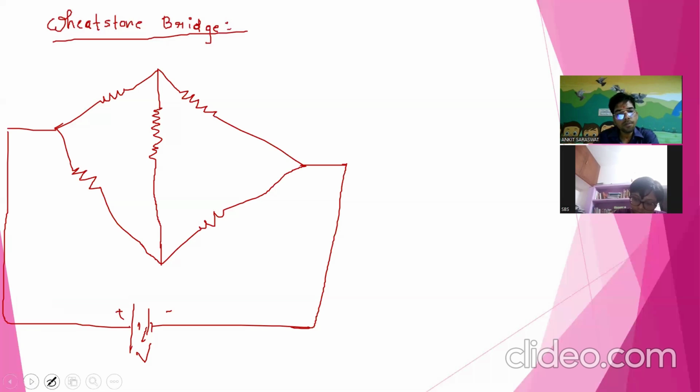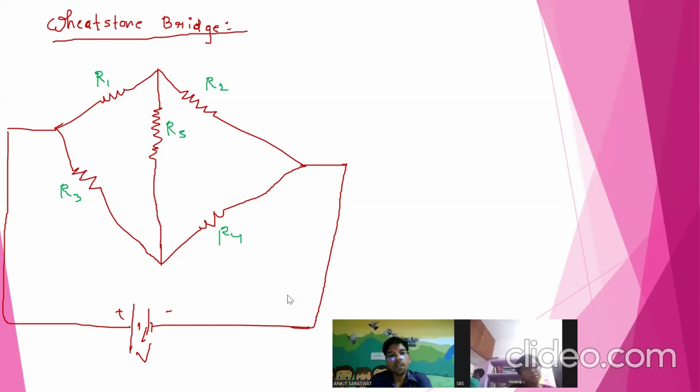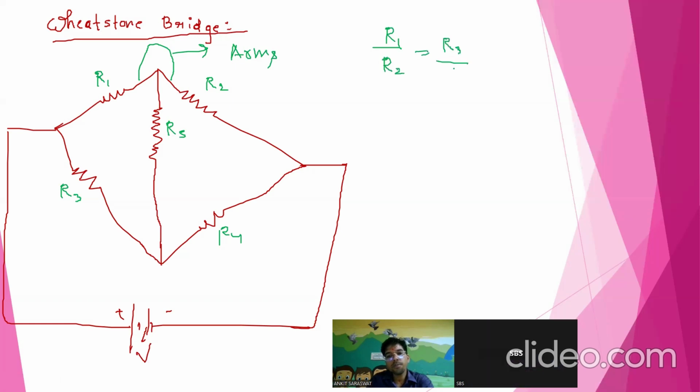For example, this is R1, this is R2, this is R3, this is R4. Clear? And this is R5. So what is Wheatstone bridge? Wheatstone bridge is simply this: if the ratio of adjacent arms, these are arms or branches. If the ratio of adjacent arms R1 by R2 is equal to R3 by R4, then, let us suppose this is E, this is F, this is Q, and this is R.